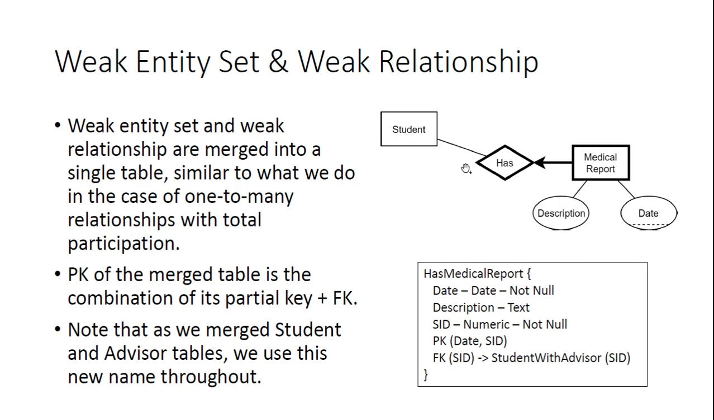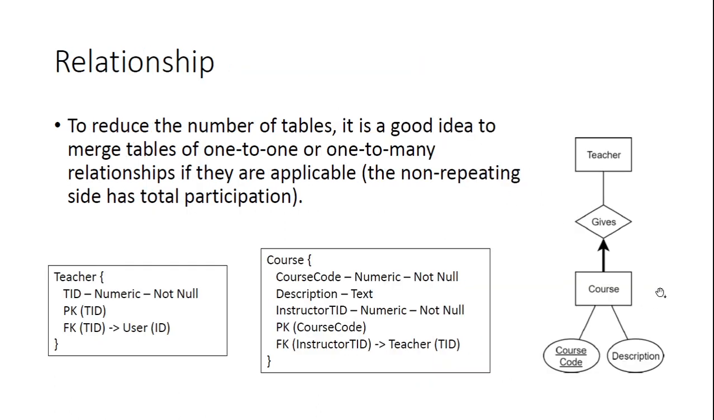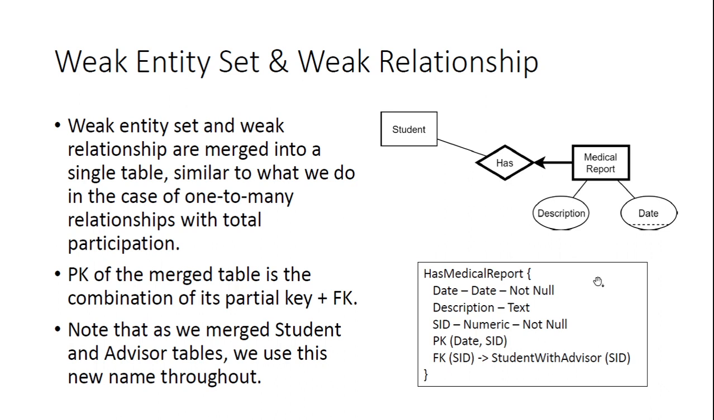If you look at this picture, it is a one-to-many relationship with total participation on the course side. And this is actually very similar. This is a one-to-many relationship with total participation on the medical report side, meaning that we can actually merge the tables. To say that this is a weak entity and weak relationship, we have to merge those tables. There is no other way to implement a weak entity.